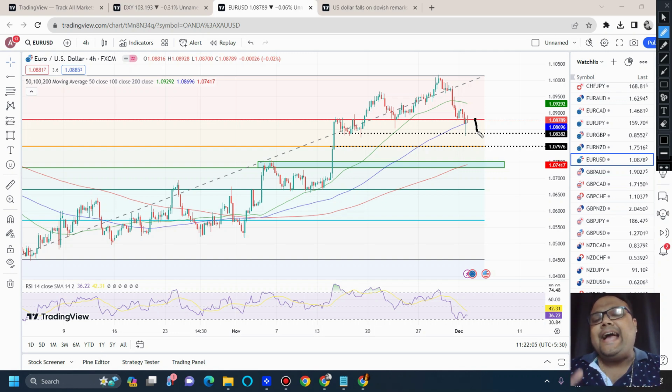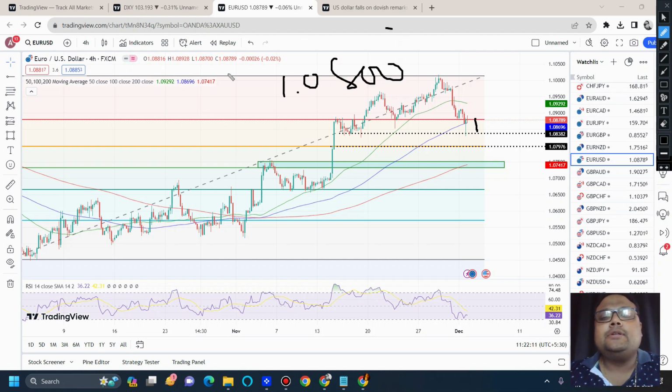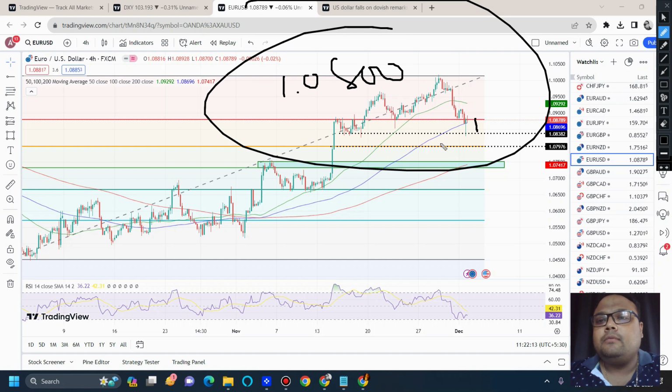So if the market acts like a typical Monday market, then we can expect that around 1.0800 the market will get some support. Day traders, you can look for a quick bounce of 25 to 30 pips around the 1.0800, 1.0795 level, because we have the FIBO 38.2% retracement level.